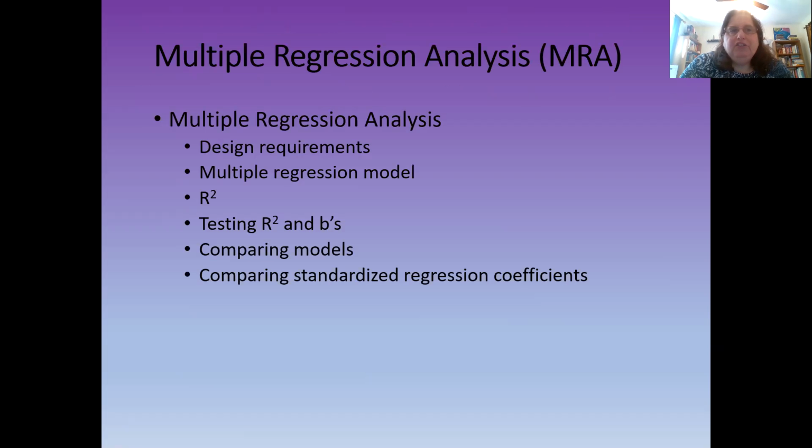Okay, so multiple regression analysis, which they abbreviate here with MRA. We're mainly going to focus on multiple linear regression, which is typically abbreviated MLR. Okay. So we're going to talk a little bit about the design requirements, the multiple regression model, what is R squared, how do we test R squared and the betas, or the B's, I should say, and then how do we compare models and how do we compare standardized regression coefficients. So that just gives you a little bit of an overview of where we are going.